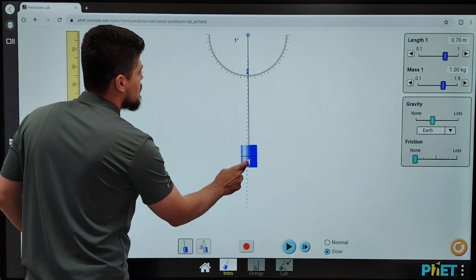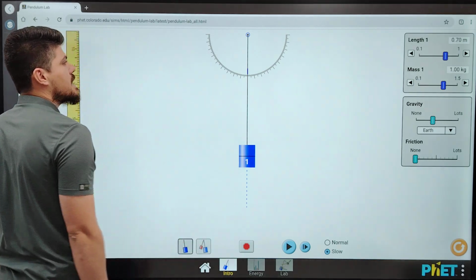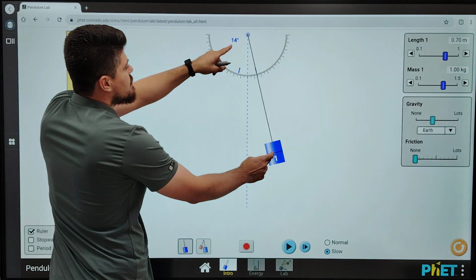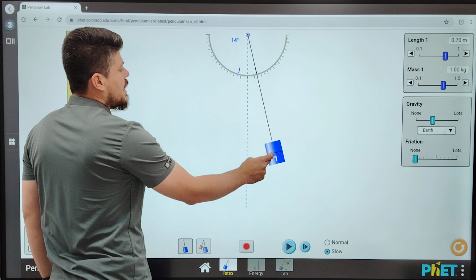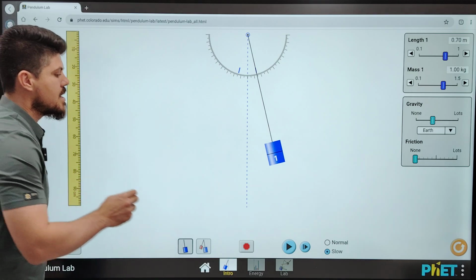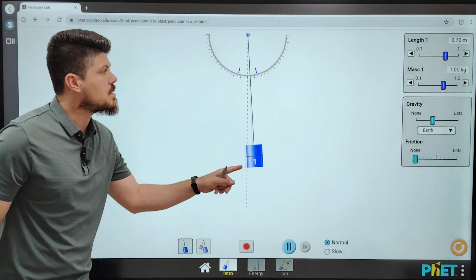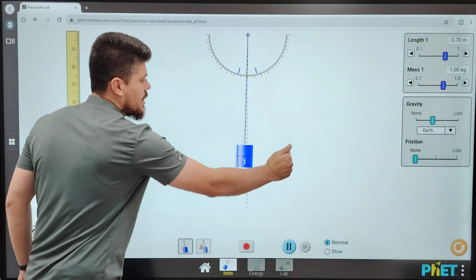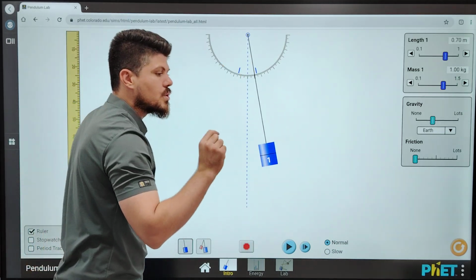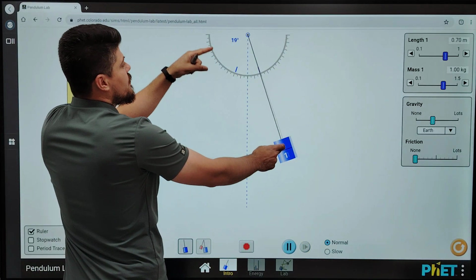Look, this is the equilibrium position, where there is a zero angle. At the equilibrium position, the object has 0 degrees. If you pull the mass until the angular displacement reaches 14 degrees, is the simple pendulum's motion simple harmonic? Yes. Why? Because the angle from the equilibrium position to the maximum displacement is less than 15 degrees.